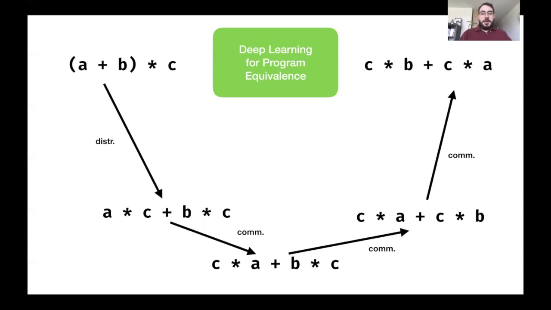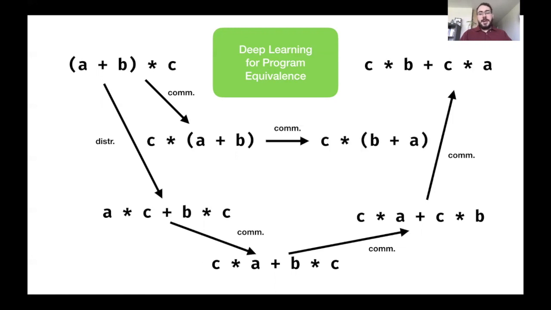This is not the only path. There exists another path that is shorter. For instance, if we apply commutativity twice and then distributivity, we get a shorter path to the target expression. And we are interested in short paths, so this one is better.